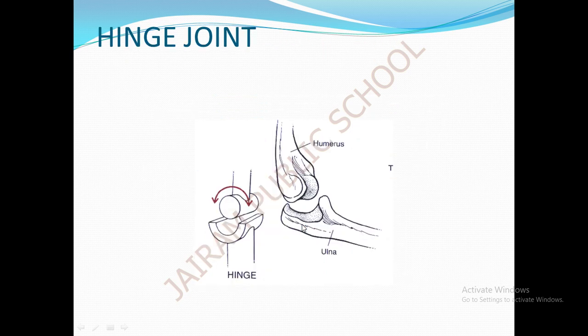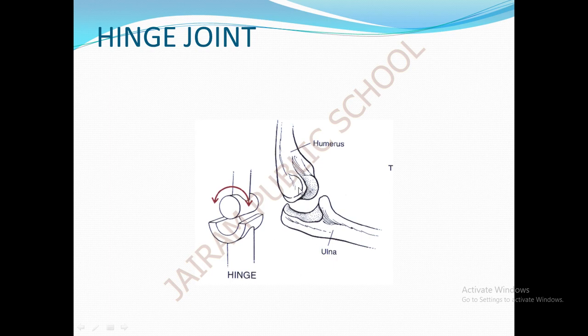And the next is the hinge joint. This is the fixed part of the bone, it is called the hinge, whereas this is the movable part of the bone. Look at the picture here. This is the humerus and the ulna. Already we have seen the types of bones in the limbs. This humerus bone is attached to the ulna in the hinge joint. These are the bones in the forelimbs.